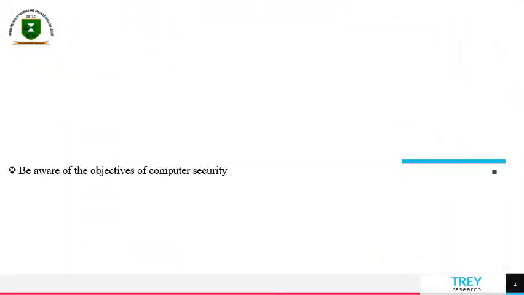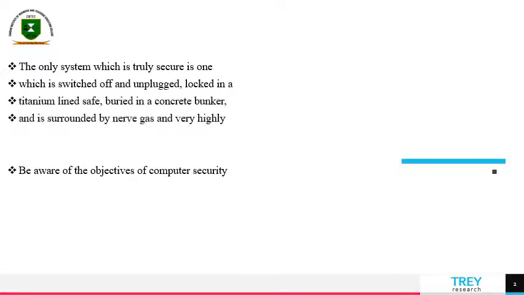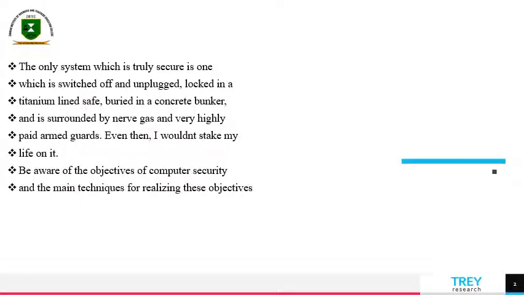For us to be able to understand the word computer security itself, we first need to look at the objectives. Here we are saying the only system which is truly secure is one which is switched off and unplugged, locked in a titanium lined safe, buried in a concrete bunker, and surrounded by nerve gas and very highly paid armed guards. Even then I wouldn't take my life on it.